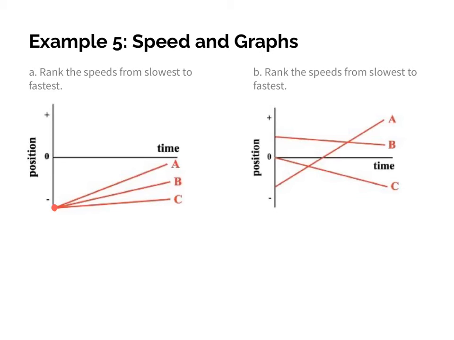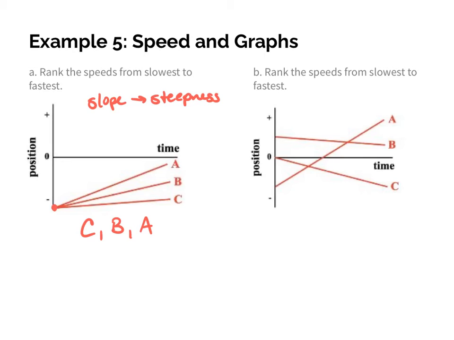So in order to rank the velocities, what we're going to look at here is the slope of the line. The slope represents the steepness, and the steepness is going to tell me the relative speed. So of these three lines, the one with the greatest slope is moving the fastest, and the one with the smallest slope is moving the slowest. If I were to rank these from slowest to fastest, it would be C, B, and A, because C has the smallest slope and A has the largest slope.